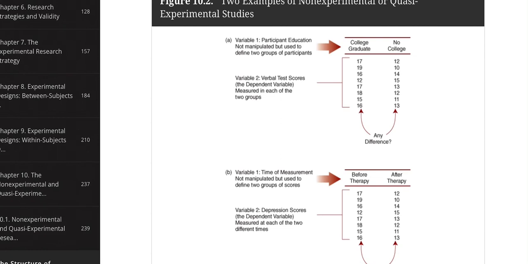But because you're not truly manipulating, it's not groups, it's based on time. It's before and after therapy. It's not based on your manipulation or anything like that. Because of that, and because of the lack of control over who ends up in the therapy and everything, that is considered non-experimental or quasi-experimental.